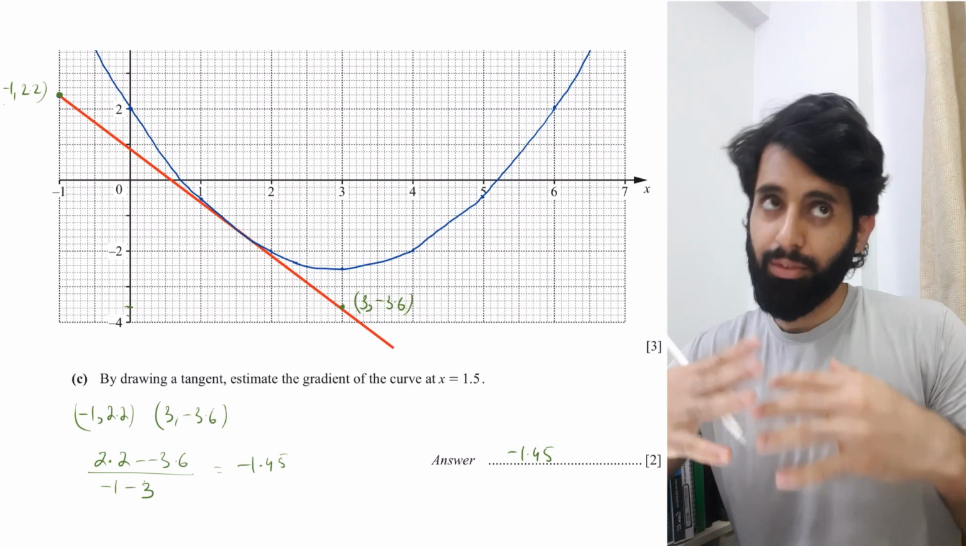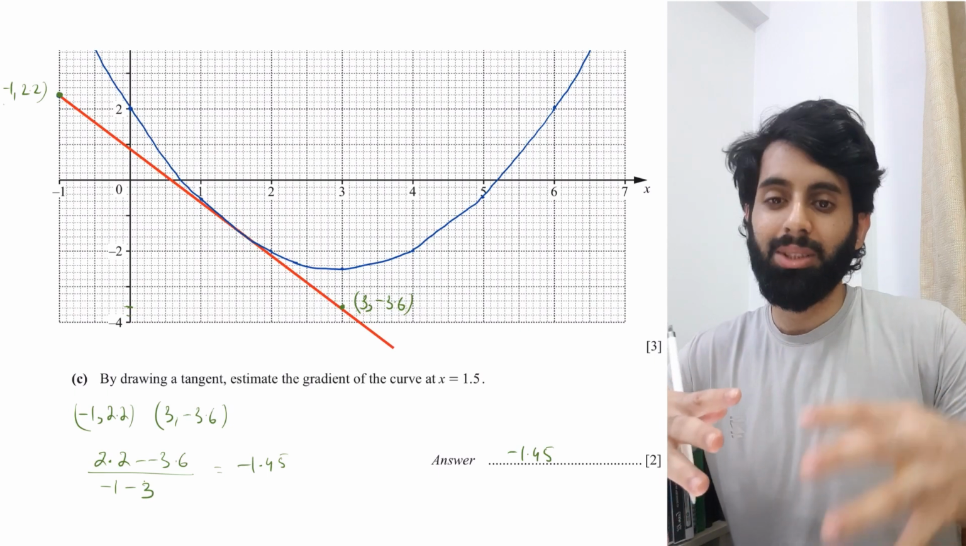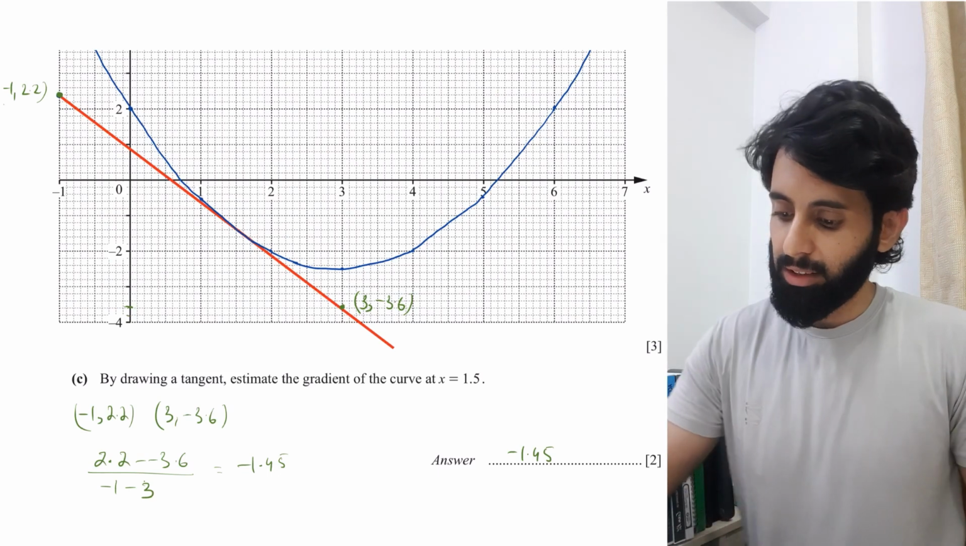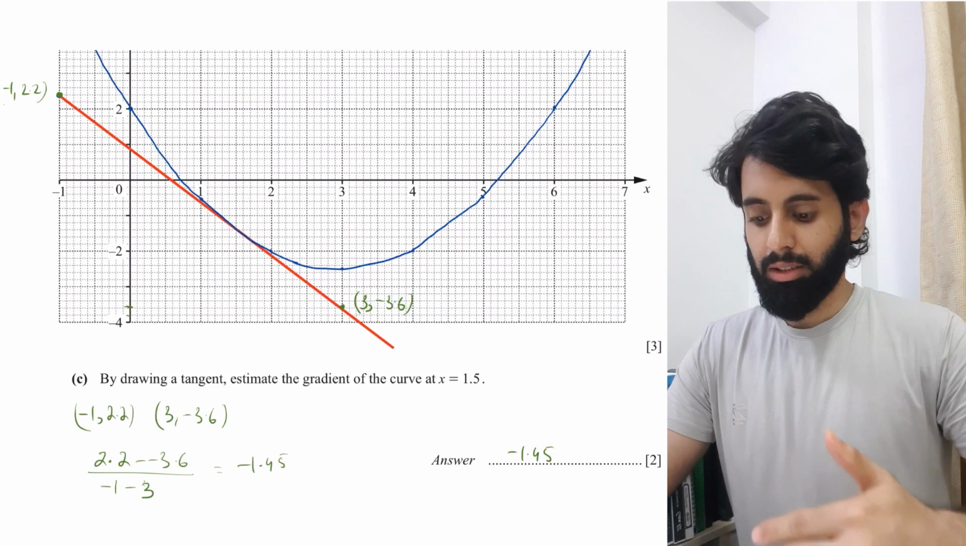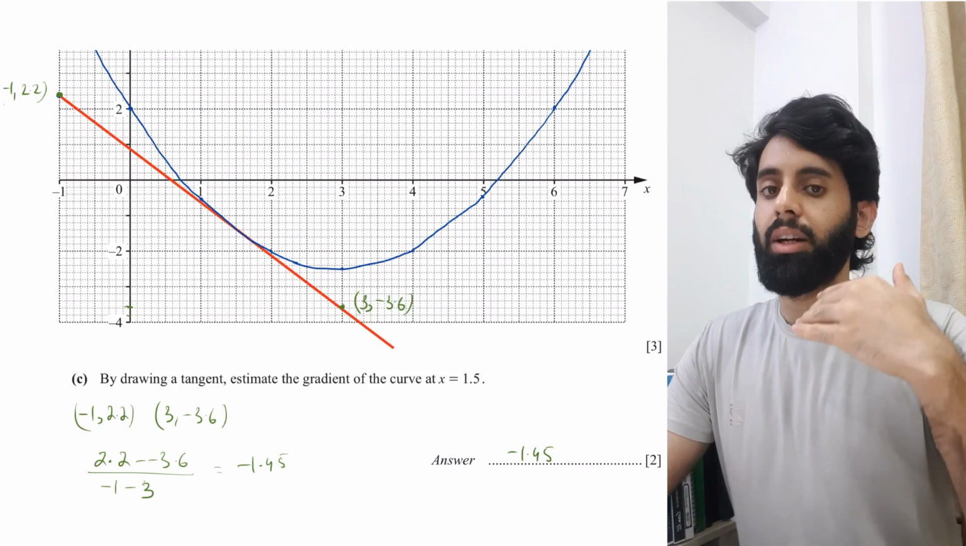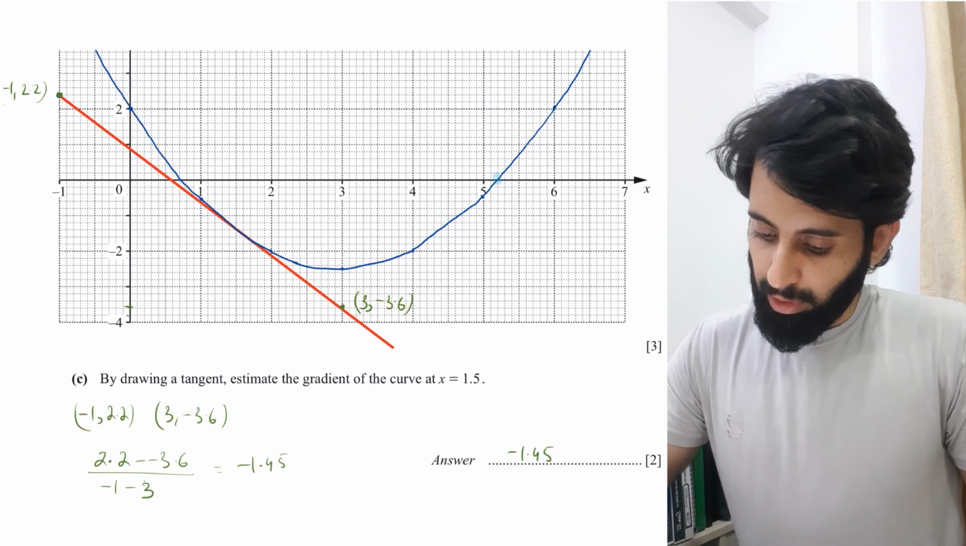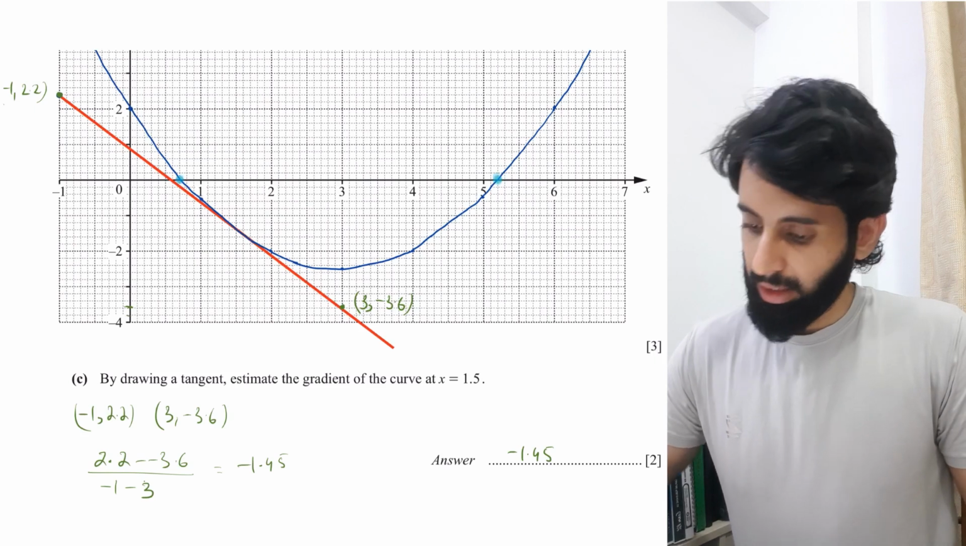Y is greater than or equal to 0. If it were equal to 0, that means the point at which it's cutting the x-axis. Greater than 0 means the range of values of x for which the curve is in fact above the x-axis. So I'm going to highlight the 2 points at which the curve is cutting the x-axis.